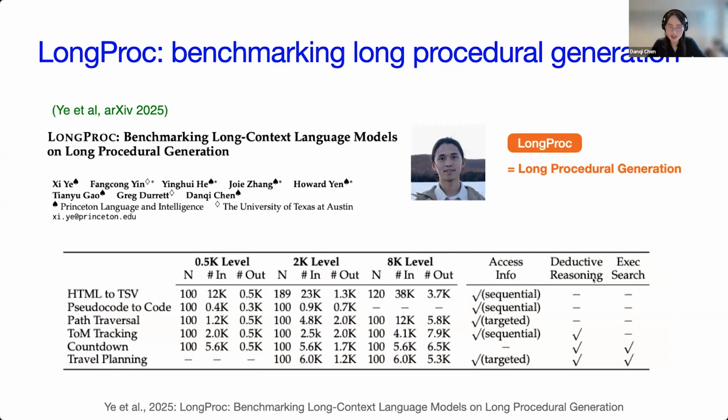And all these different tasks also require different capabilities. They all require accessing information from the input, but some require just sequential processing. Some require finding targeted information. Some tasks require reasoning, and some other tasks require you to do a search process to solve the task.